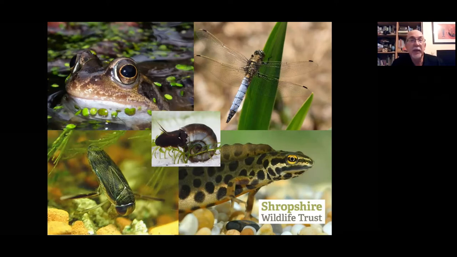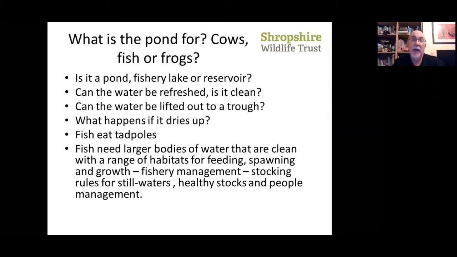And ponds will support this quite simple array of life. This is the most obvious, easily observable cross section I can think of, just to chuck on one slide to go, pond, that's what it means. These are the sorts of things that can arrive there. So we've got a piece of land. We're going to start to think about how we create a pond on it. And we're going to start working through some decisions.